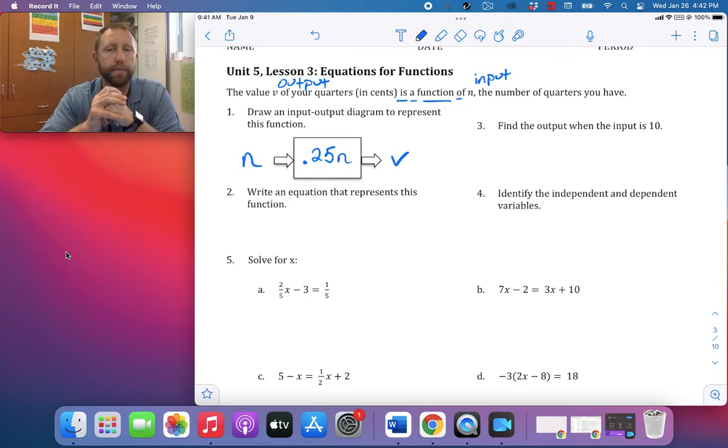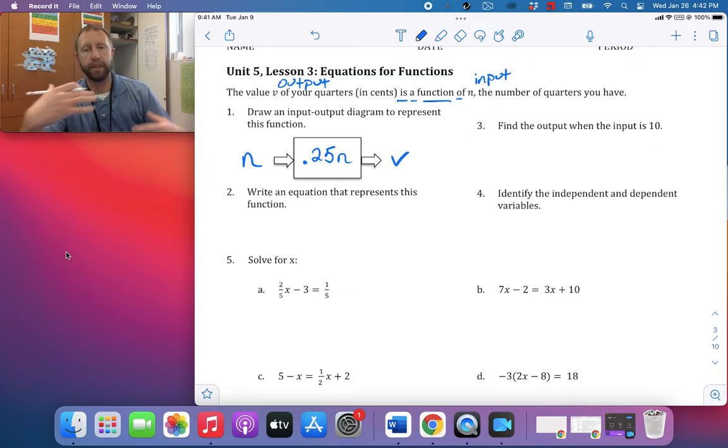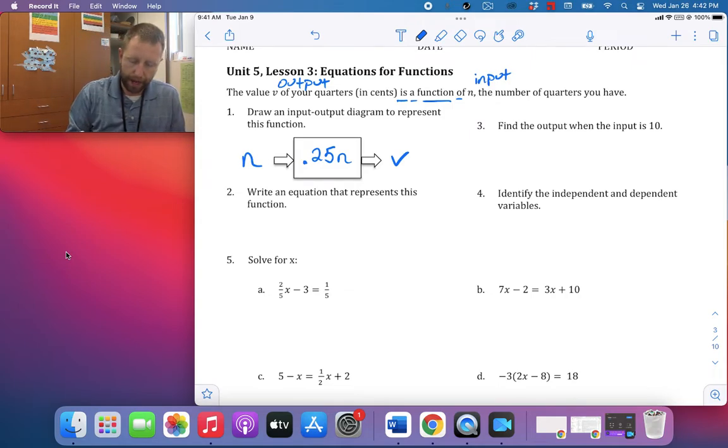To write an equation that represents this function, again, we're starting with the output first, so it's going to be v equals, and then that rule, because that rule uses the input, so the input will be in there. So it's 0.25 n.